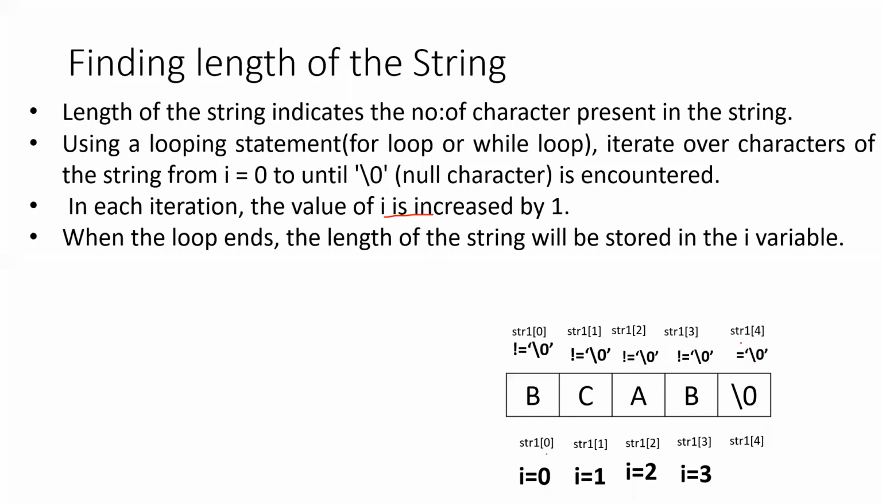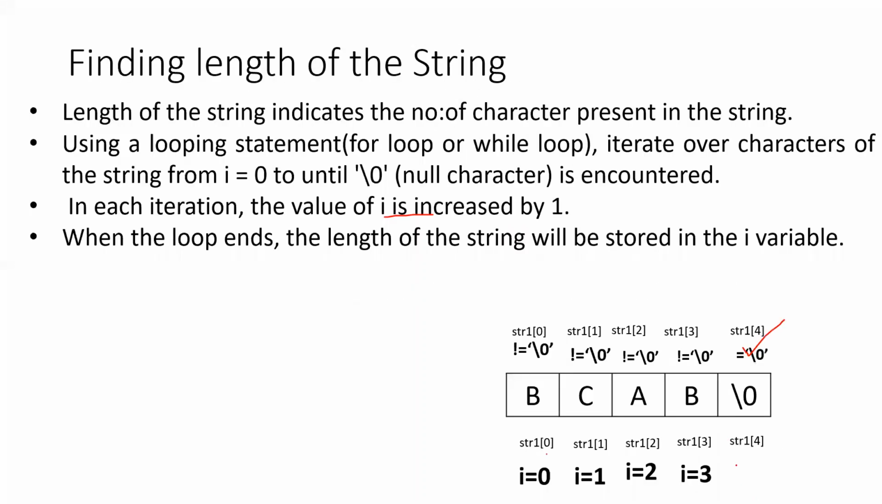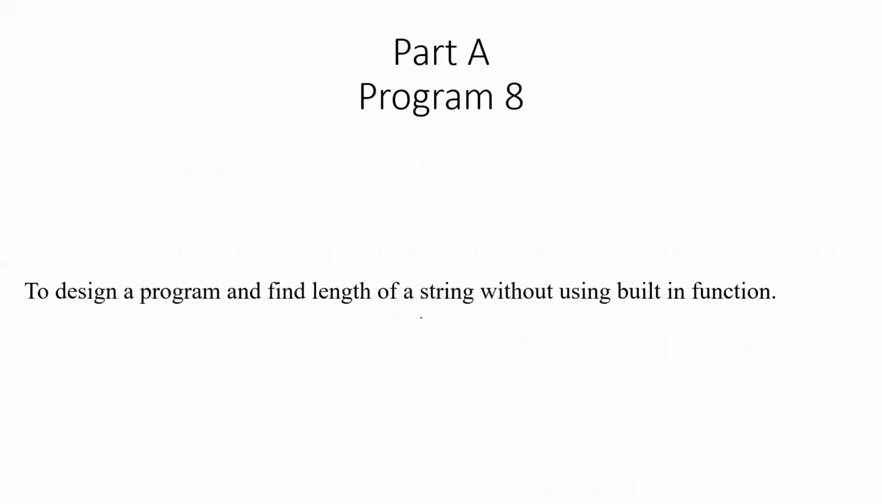Now, in this case, it is equal to null. So what we will do? We have to give the I value. We incremented, sorry, I equal to 4. We had incremented and we saw that str1 of 4 is equal to null. So we have to print the I value. What is the I value? I value is 4. So that is indicated as the length of the string.